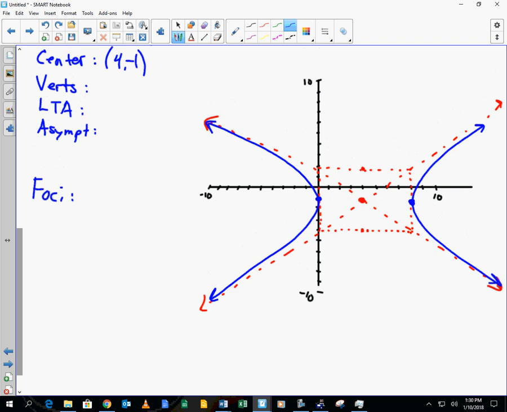What are the vertices? (0, -1) and (8, -1). Length of the transverse axis: 8. What two things do I need to write an equation for the asymptotes? What's the point on the line? What is the slope? Look at the box.